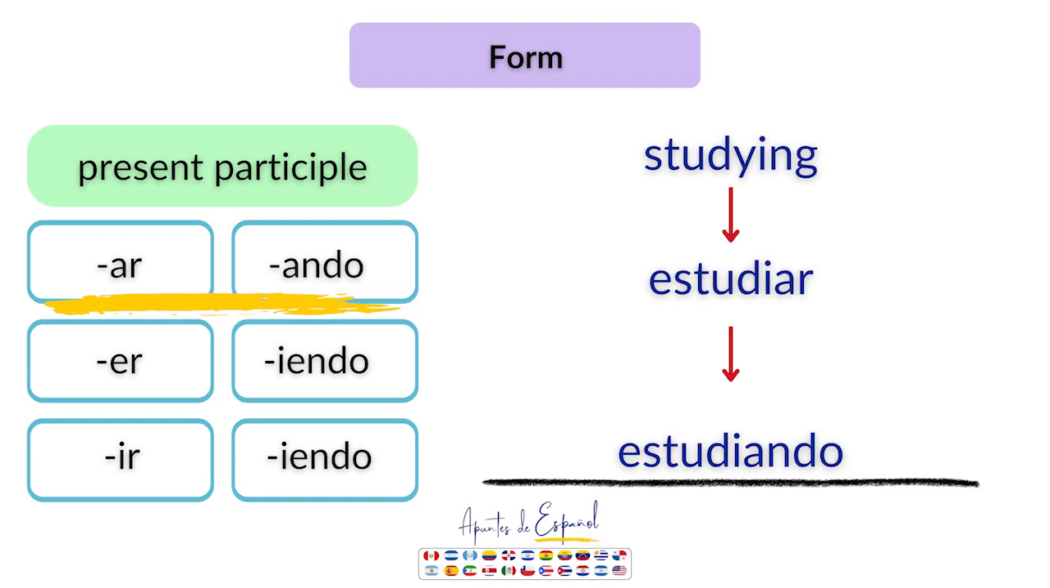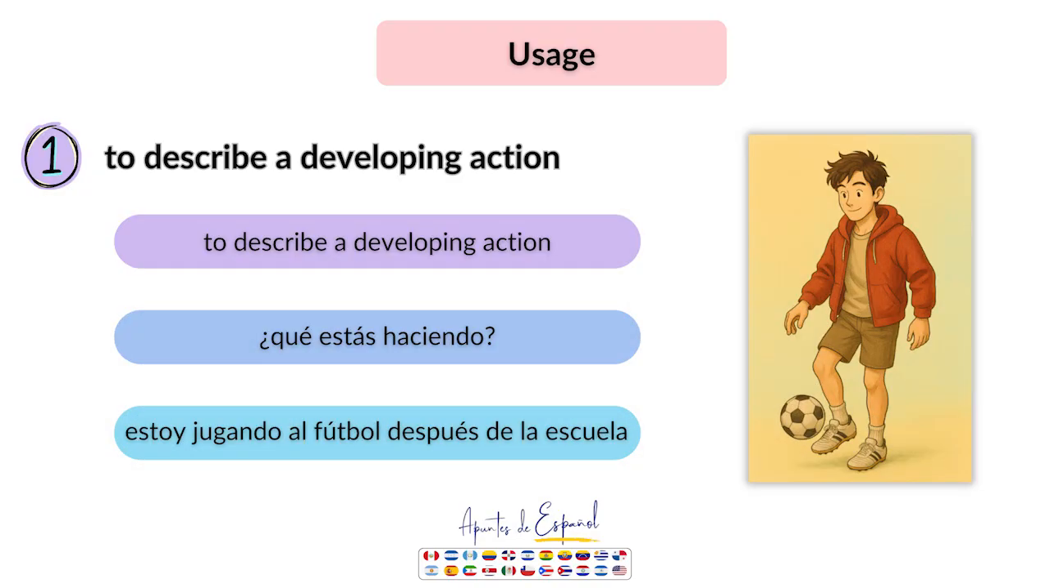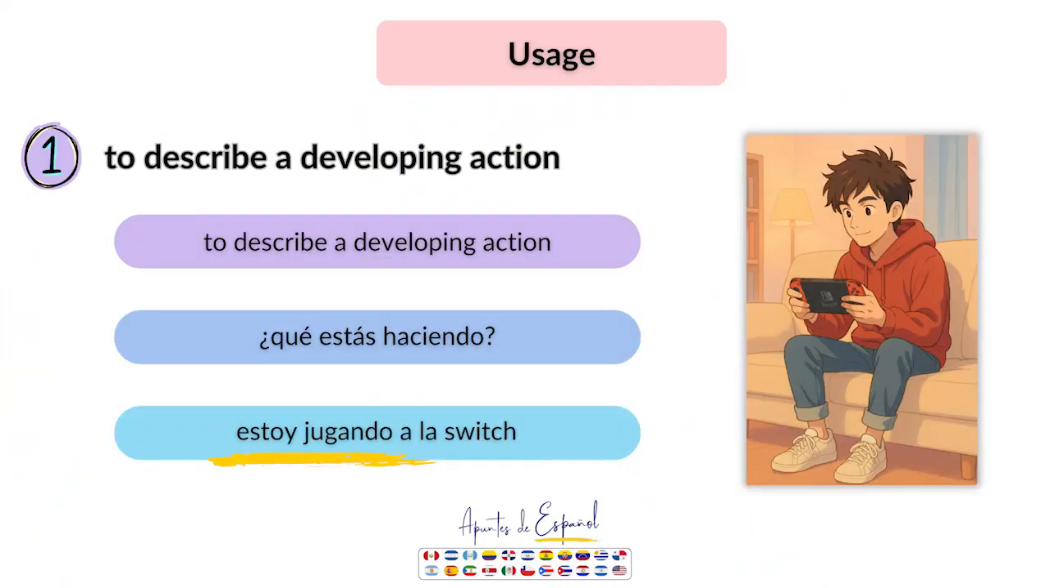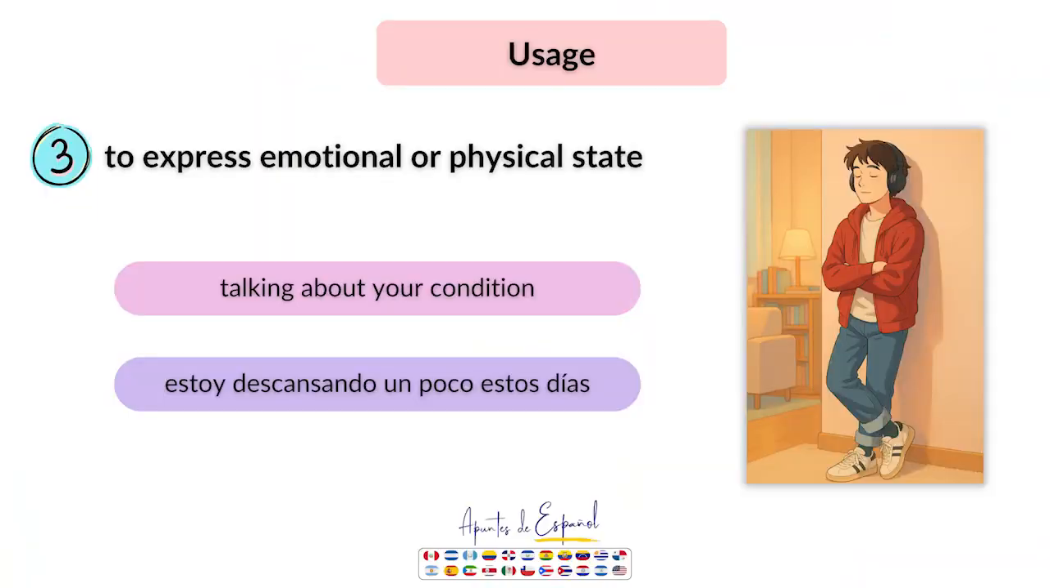Perfecto. If we want to learn how to use this tense, the first and the main use is to describe a developing action. Estoy jugando al fútbol después de la escuela, or estoy jugando a la Switch. All of them are speaking about the things that we are currently doing. We can also use it to make a narration. If you are writing a letter, you're writing a blog, you want to talk about the things that you are currently doing, it's a great tense to use. For example, estoy viendo una serie muy buena. Or if you want to express emotional or physical state, it's also a very good tense to use. As for instance, estoy descansando un poco estos días.